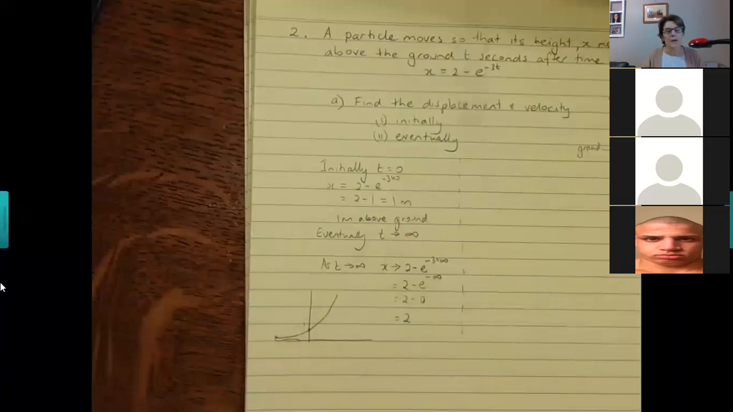Wait, Miss, I got a question. Yeah. Isn't it because it's negative minus e to the negative power? Shouldn't it be like the other way? That negative graph part there. Shouldn't the graph be going the other way?